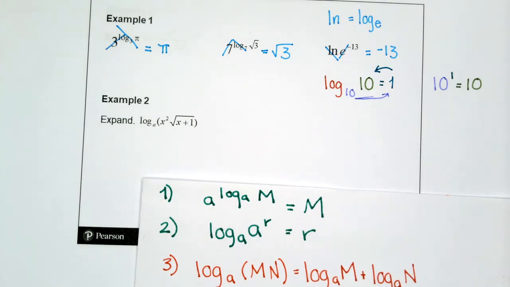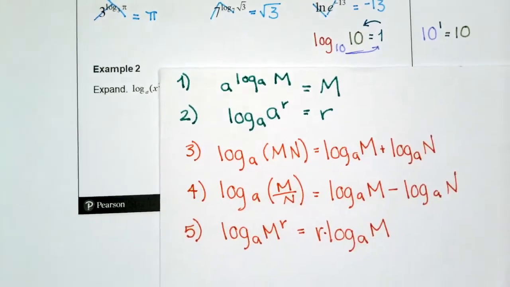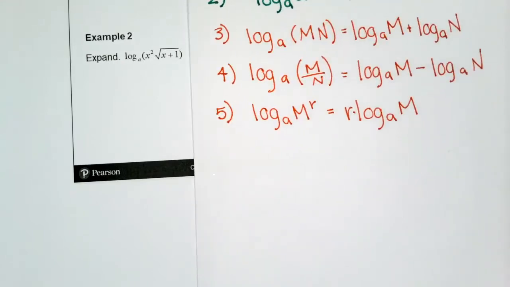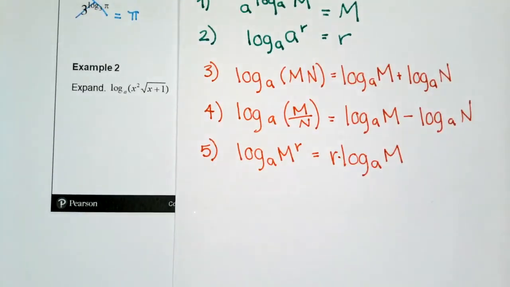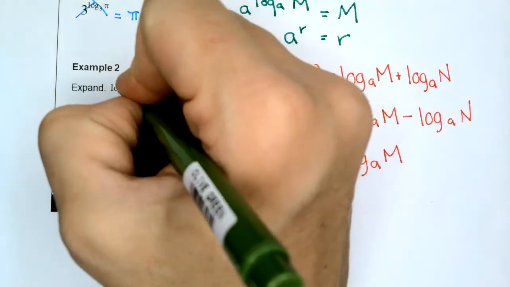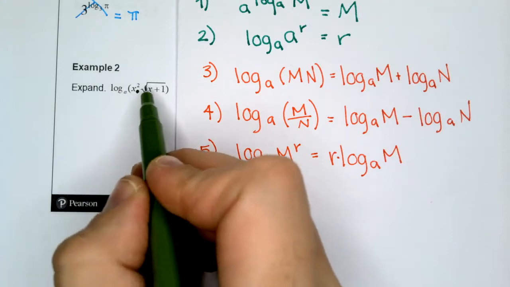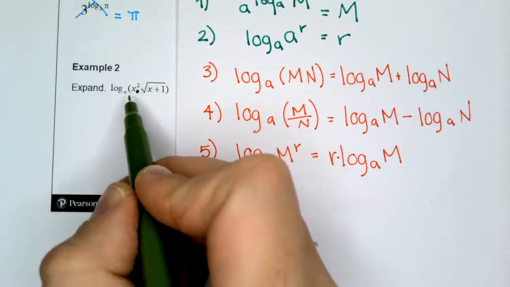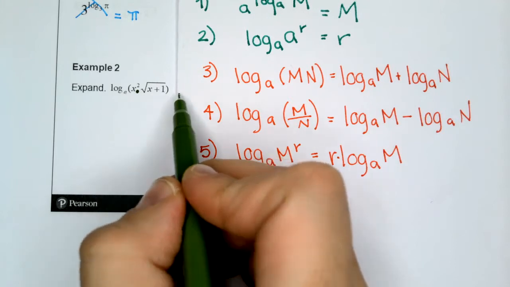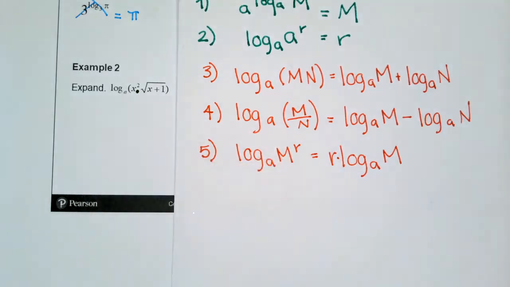All right. And that fourth one, which they're calling example 2, they're asking us to expand this. And so we need to use 3, 4, and 5 to expand. We have log base a of x squared times the square root of x plus 1. There's no multiplication symbol here, but this is a grouping symbol, just like parentheses. So it's like putting an x squared in the parentheses next to the parentheses of the square root of x plus 1. That's how I know it's multiplied.